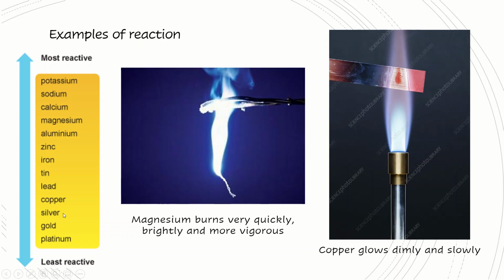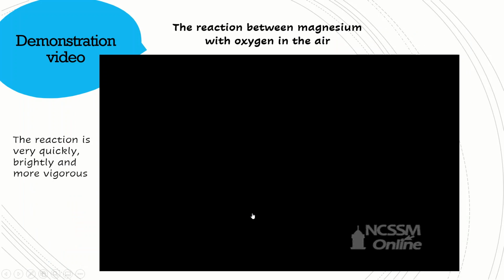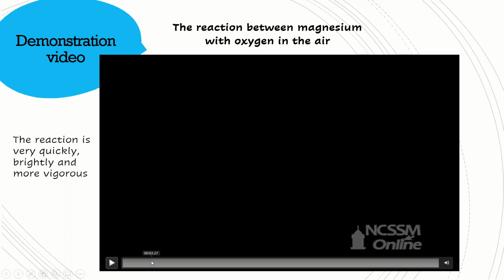Okay, then we compare with copper. As we know, copper is placed at the bottom. So when we heat the copper metal, it only glows dimly and slowly. Maksudnya dia hanyalah berbara sahaja, dan dia mengambil masa yang lama untuk terbakar, tidak macam magnesium. Okay, so this is the demonstration video, the reaction between magnesium with oxygen.